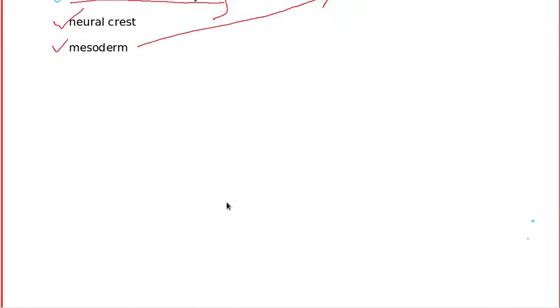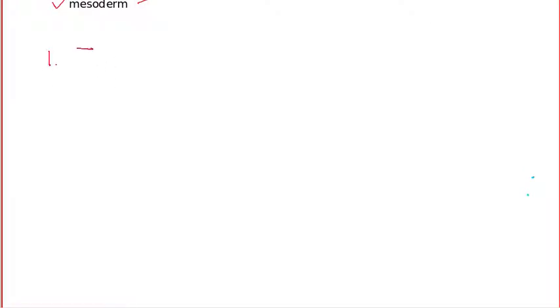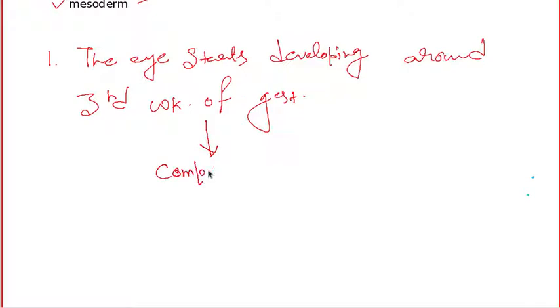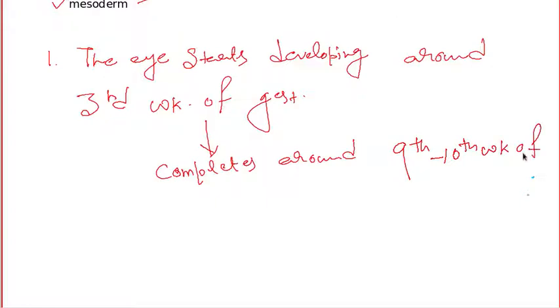Now we'll go into detail. So first point, the eye starts developing around the third week of gestation, and it completes around the 9th to 10th week of gestation.